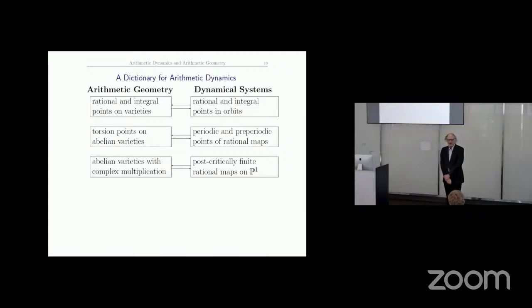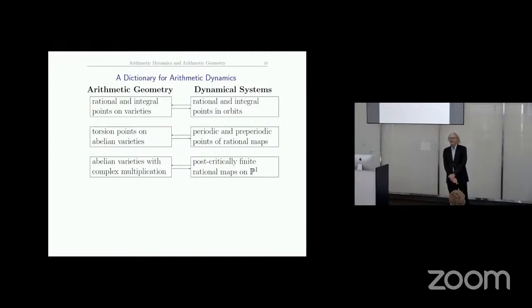An important subject in arithmetic geometry, well, people study abelian varieties. These are varieties that have a group structure. And one looks at the torsion points, the points of finite order for the group structure. And those translate into talking about periodic or pre-periodic points of maps.